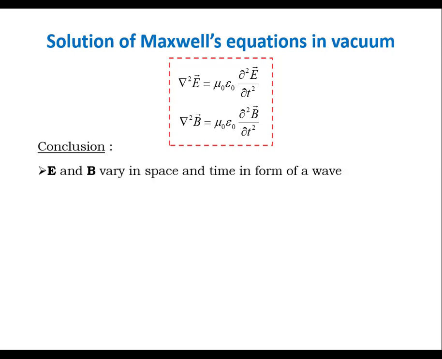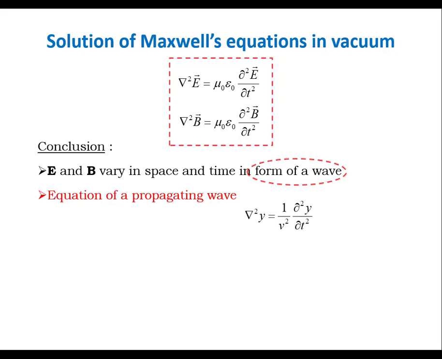Firstly, in free space, electric field and magnetic field induction vary in the form of waves. How? Equations with double derivative terms with respect to time and with respect to space represent a wave. A general form of equation representing variation of a variable y in space and time as a wave is this. Here, v is the velocity of the wave. Since electric field and magnetic field in these equations vary in the form of a wave, they represent a wave and their velocities are also the same.